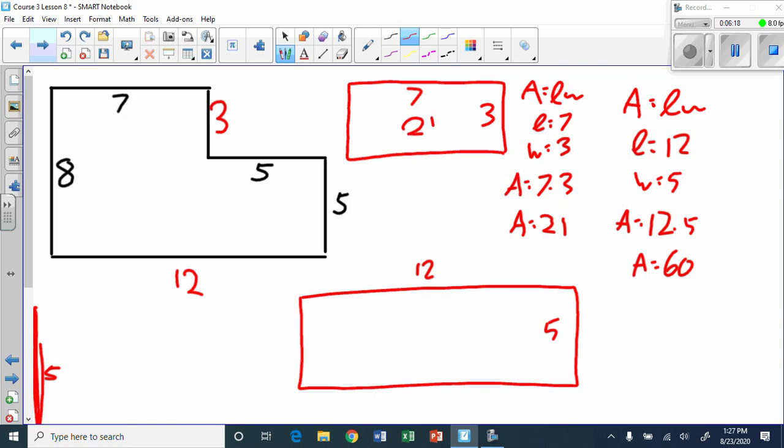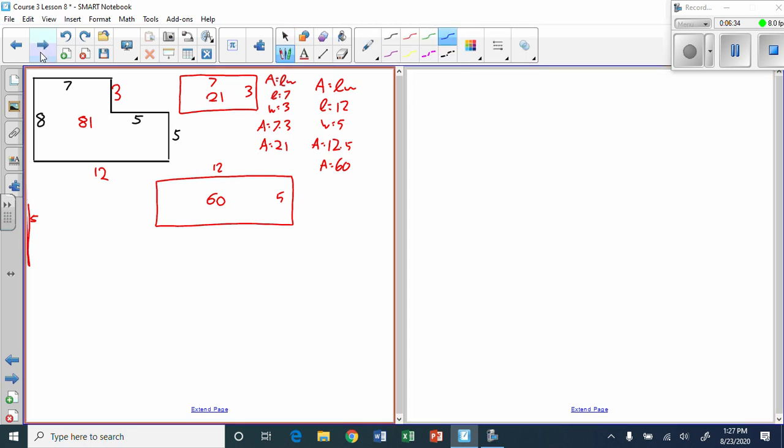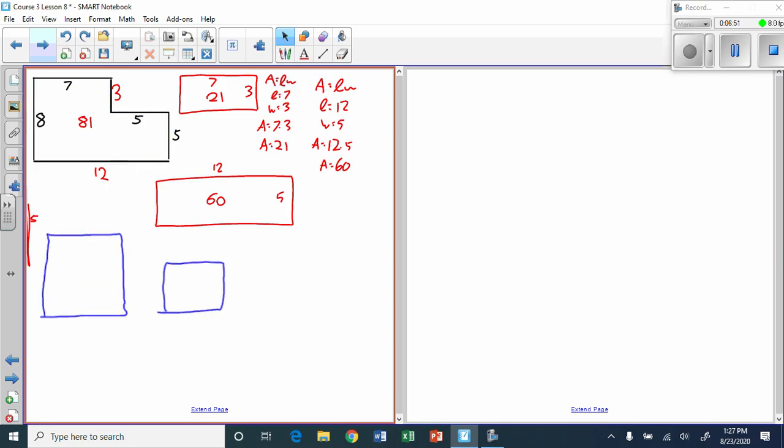So if this piece is 21 and this piece is 60, this entire shape should be 81. Well, if we're not set yet, I'll use another color. I'm going to use blue. Look at this piece here, and maybe this piece here. If I were to slide these pieces out, let's see if we can get it. There we go. I have a piece that is 8 by 7 and 5 by 5.